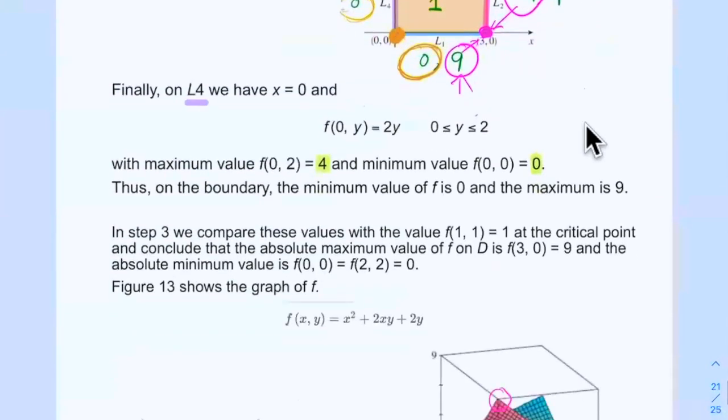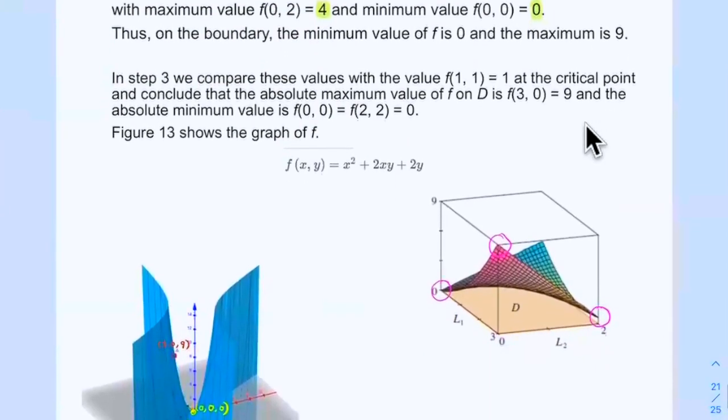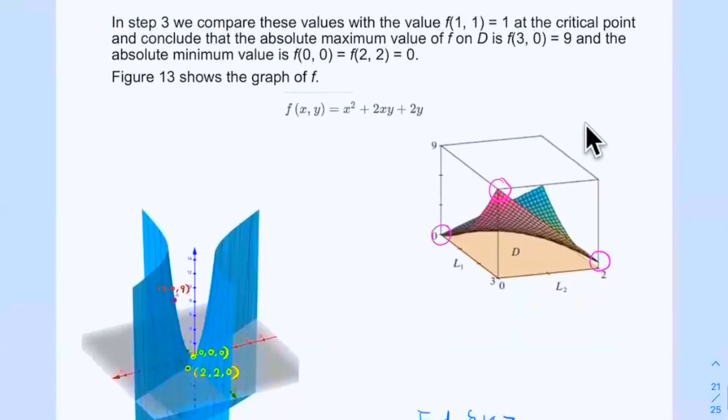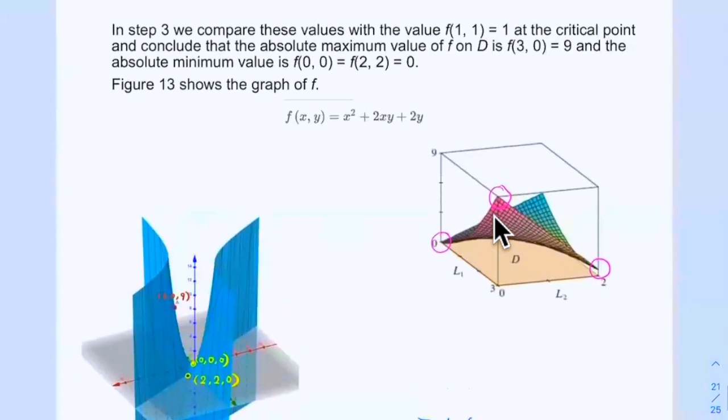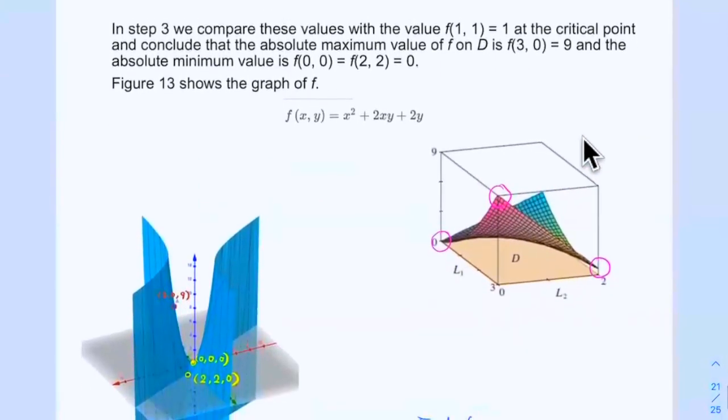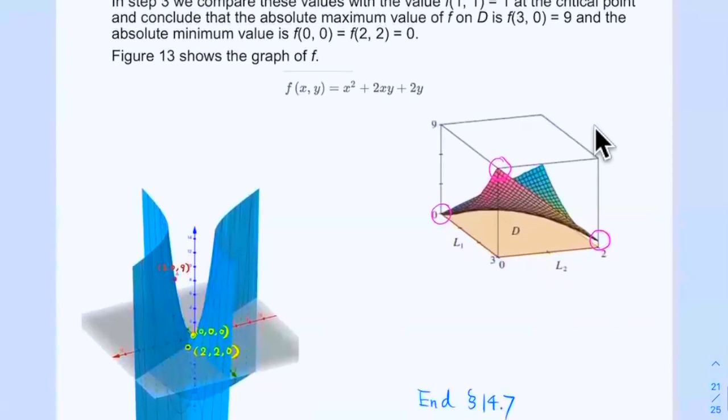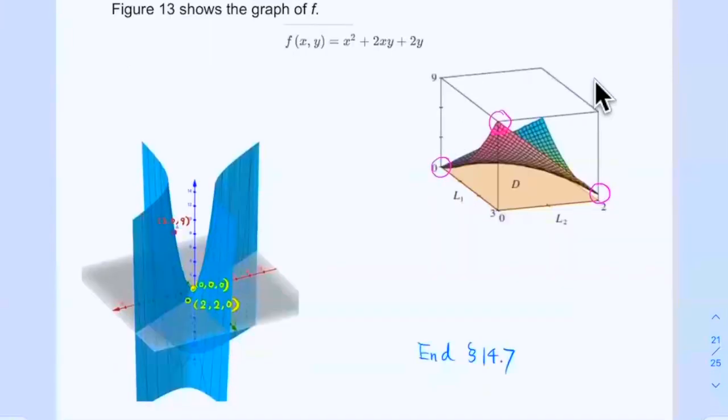So this is what happened. And here's the graph for this function. Now what do you see here? You see 0, 0. The minimum is going to be 0, and on this rectangular box over here, 0 is the minimum here and here, and 9 is the maximum that occurs over here. And then this is the graph of that one. All right, so this is the end of this section.